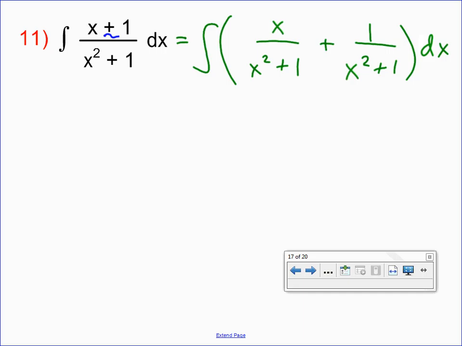Now what rule overall will the first one be? Not the answer, just what rule will the first one give us? Marissa? Natural. Good. What rule will be our second one? Grace? Inverse tangent. Beautiful. We can go right to it.